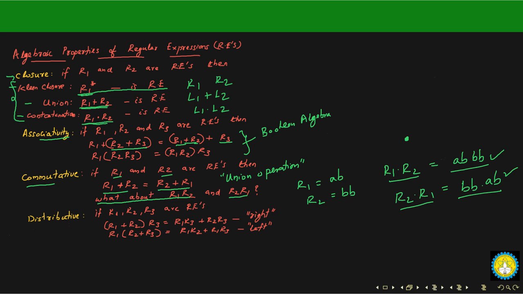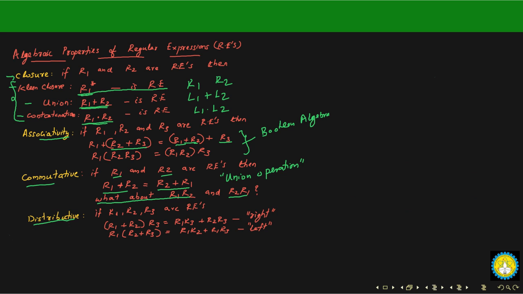In Boolean algebra, this is not so. The concatenation as well as the dot operator and the plus operator in Boolean algebra is commutative. But here it's not so. That's a very important point that you have to take note of. Now, similarly, we can also look at the distributive property.